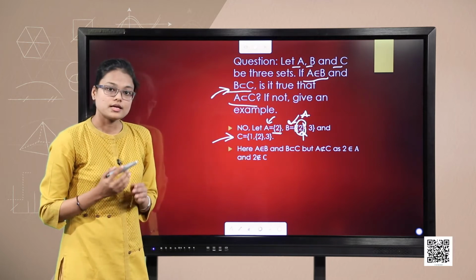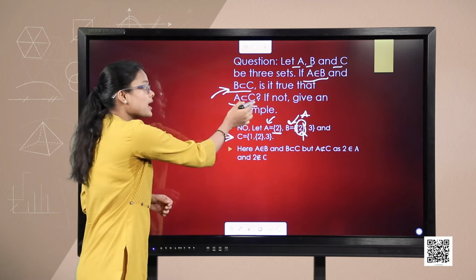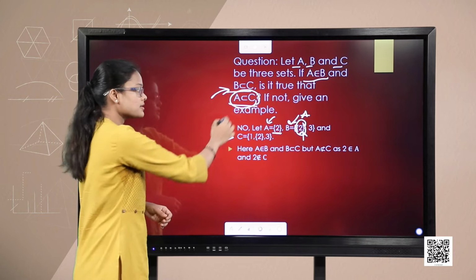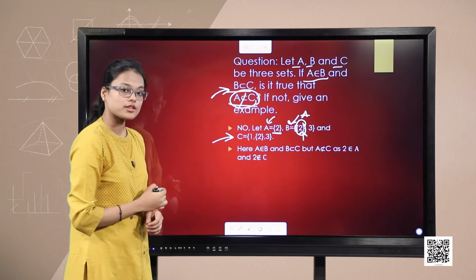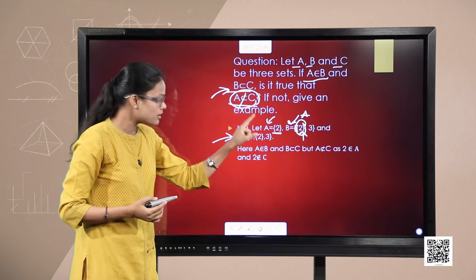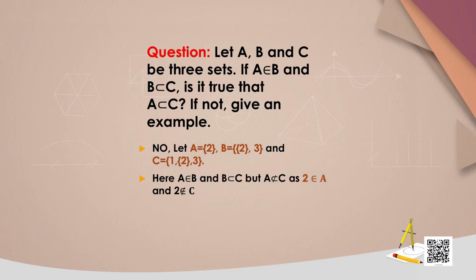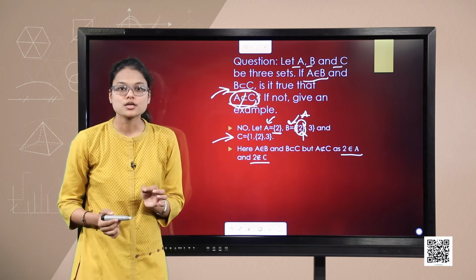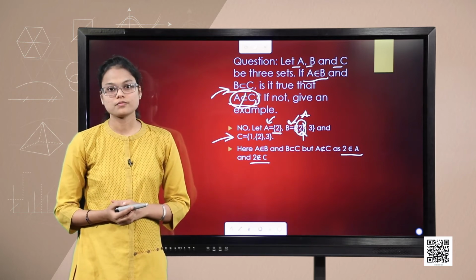Now, see this, that A is not a subset of C. For this, we can see what the element of A is. 2. 2 belongs to A, but 2 does not belong to C. So, this states that A is not a subset of C.